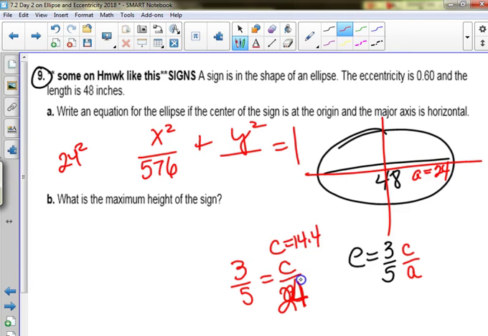Okay, that's not super helpful because we want B. C squared equals A squared minus B squared. Well, C squared is 14.4 squared. A squared was 576, right? Okay, 14.4 squared minus 576. Ooh, I don't know what I'm doing. Stop. I got gobbledygook.